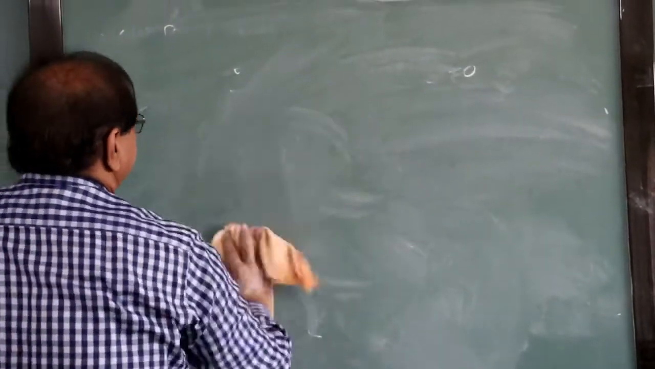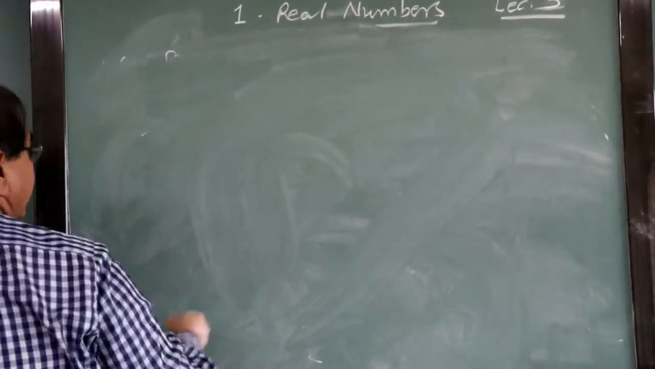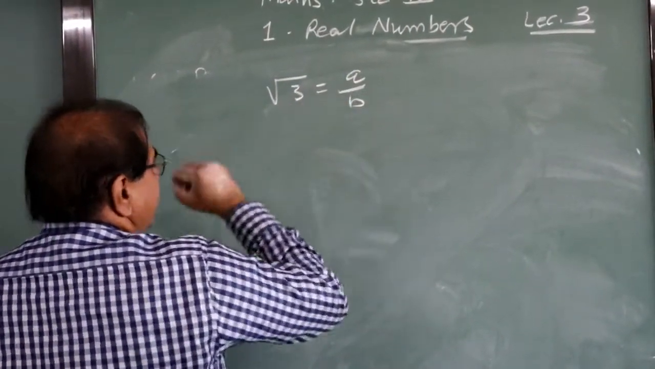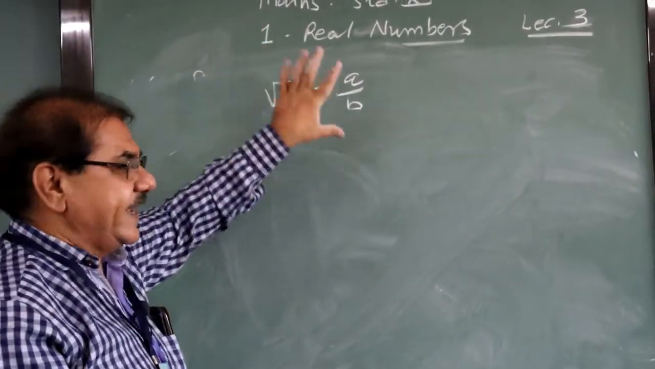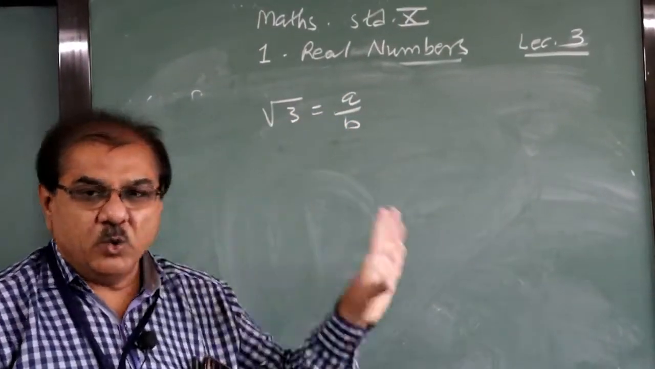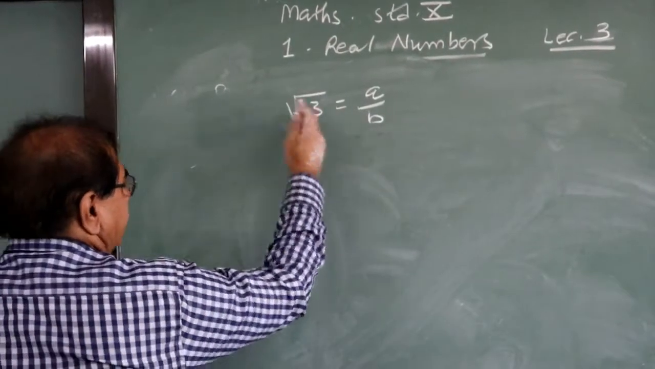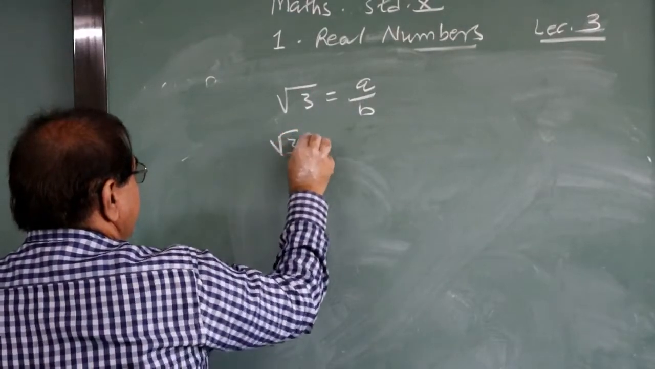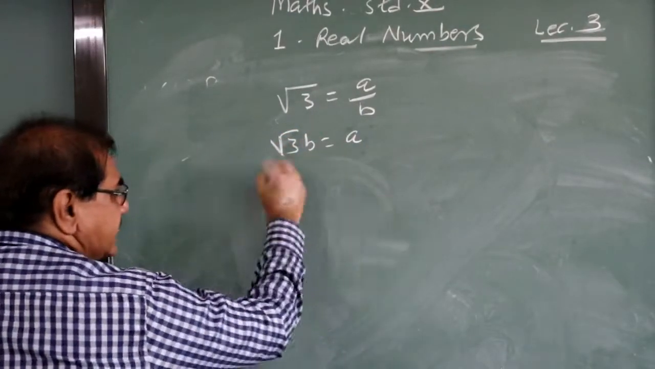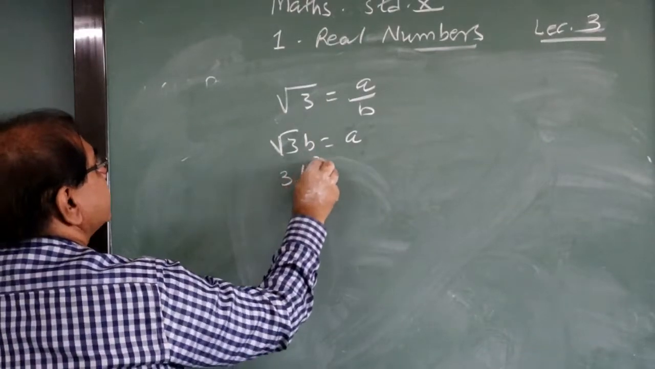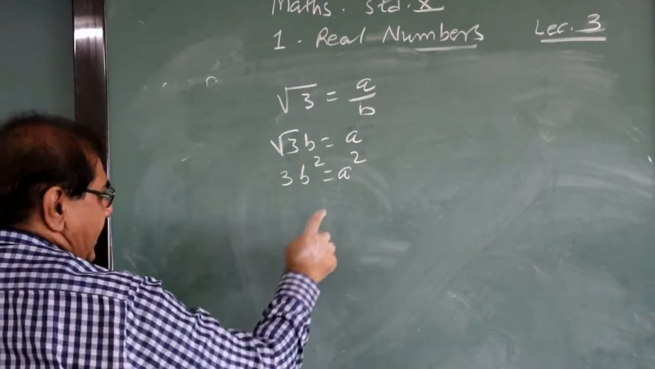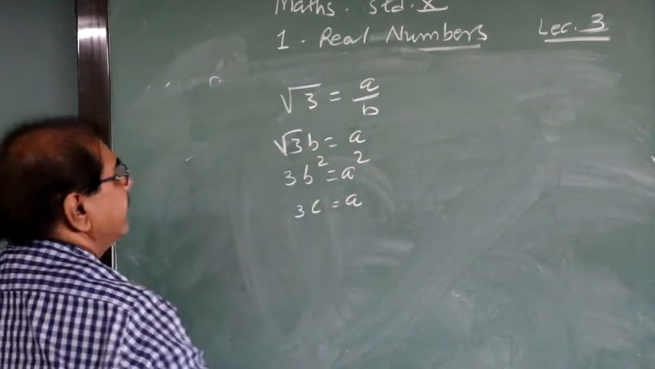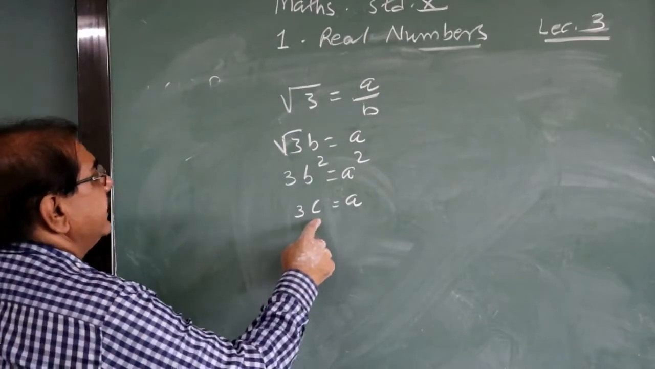Similarly, we can go for root 3. Suppose root 3 is equal to A upon B. We assume that root 3 is a rational number with A and B having no common factor between them. So multiplying with B, root 3B is equal to A. Taking squares on both sides, 3B square is equal to A square. Therefore, A square is a multiple of 3. So A also is a multiple of 3. Okay? So A is equal to 3C.